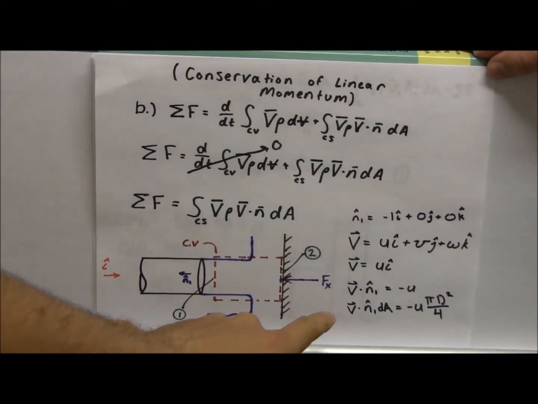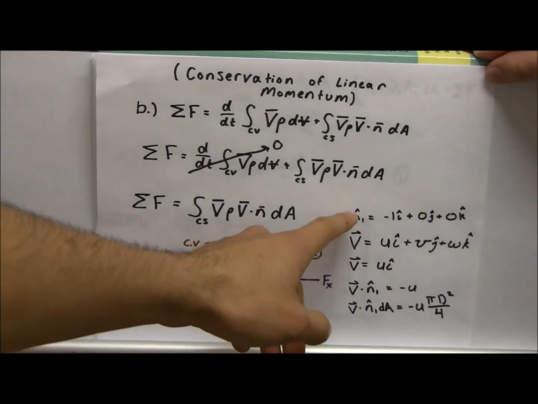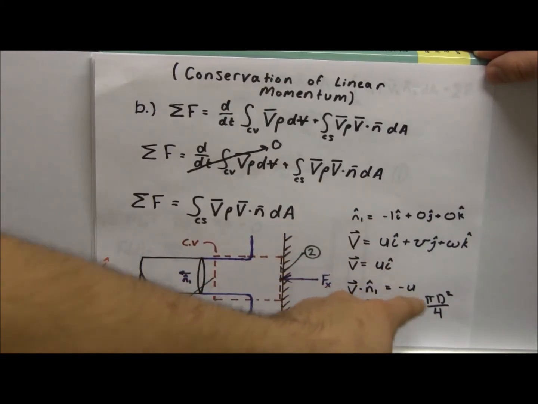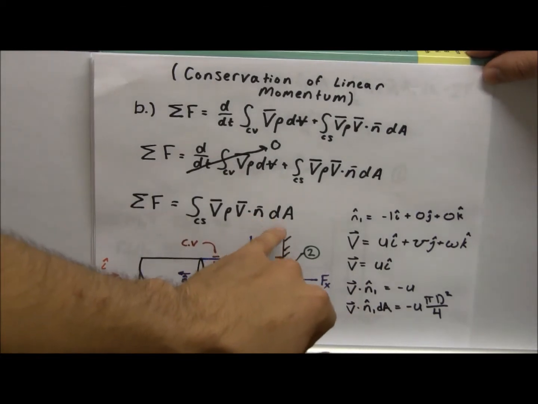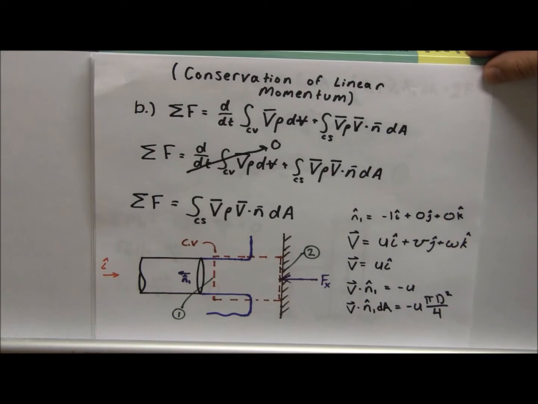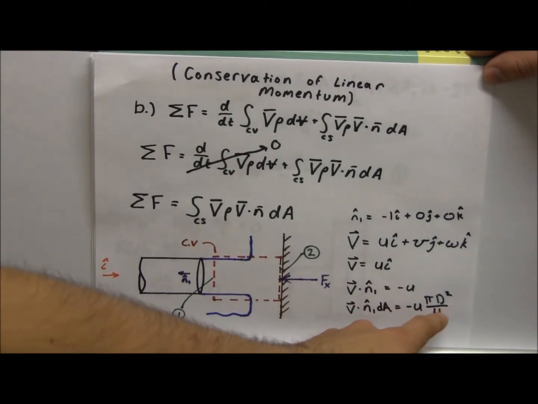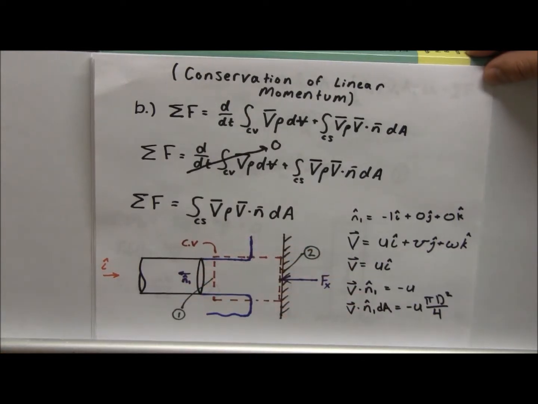Of interest to us is the dot product of v and n1. Knowing that n1 is negative 1 i hat and v is u i hat, you have negative u. To determine this part of the integral, you do a dot product of the velocity vector with the unit vector, and that simply becomes negative u times the area, which is pi capital D squared over 4.